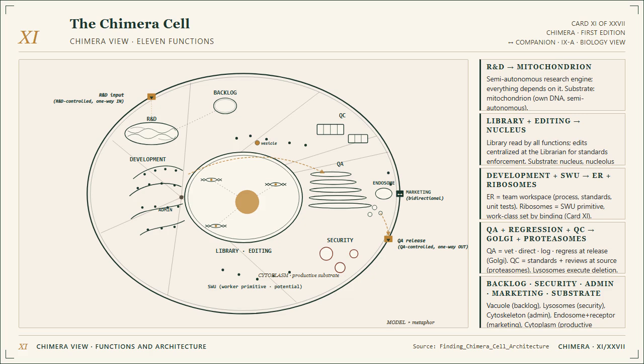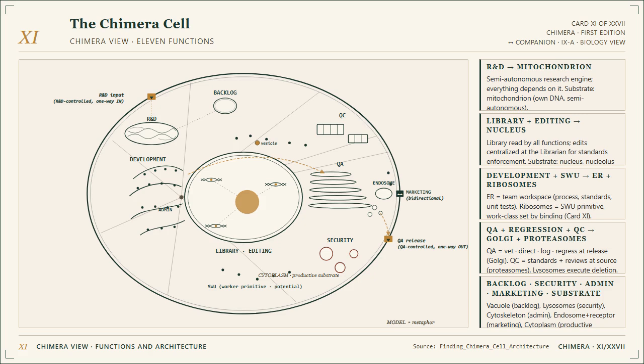R&D controls a dedicated input channel, the amber rectangle straddling the membrane just above R&D. One-way, R&D regulated, for external literature and research. QA owns the matching release channel on the lower right membrane. Golgi controlled, one-way out at the terminus of the vesicle traffic exiting QA's trans face. Finished work products leave the Chimera through QA every time. The marketing receptor on the right is the third channel, bidirectional for marketing signal. R&D in, QA out, marketing both ways. 3 channels, symmetric. Each is an instance of the same generic transmembrane type with directionality determined by the proximal organelle.